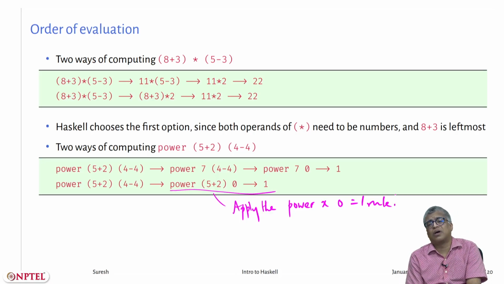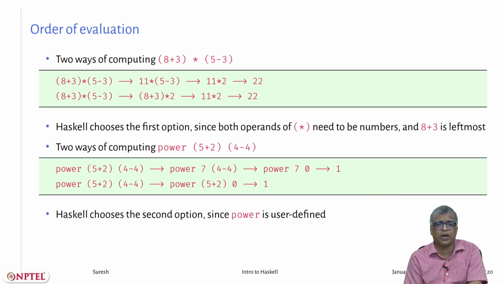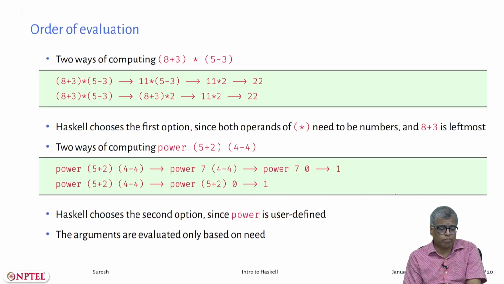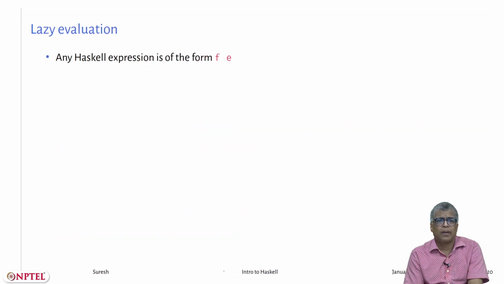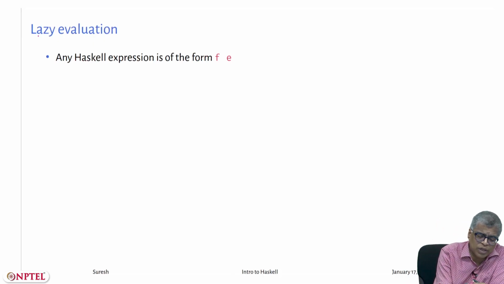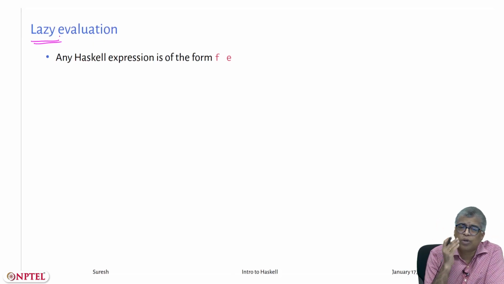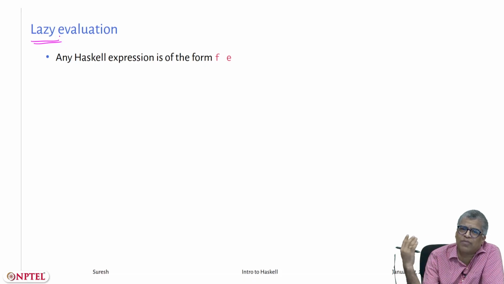Now, there is a nice thing that happens because Haskell applies it this way. The arguments are evaluated based only on need, and there is something nice that happens because of this, which is that, like I mentioned earlier, the second argument needs to be evaluated to test if it is 0 or not, but the first argument need not be evaluated till it is needed. And this is called lazy evaluation. Lazy means do only when needed, but also smart, because once you reduce an expression once, you will reuse the reduced value everywhere else that the same expression is being used in.